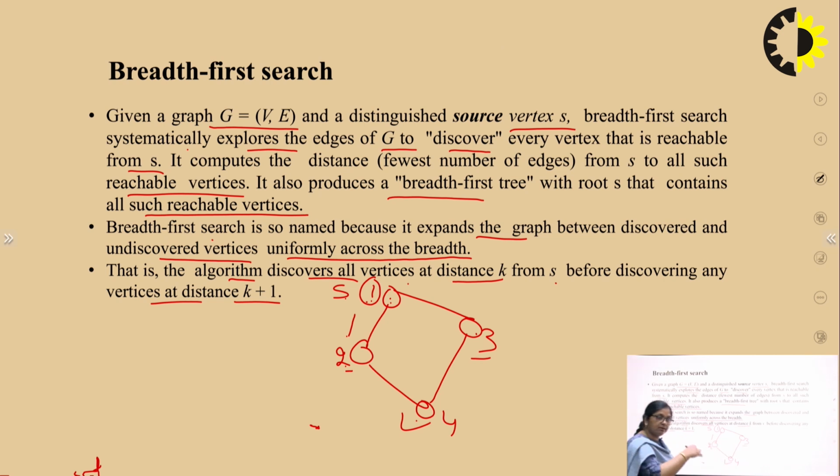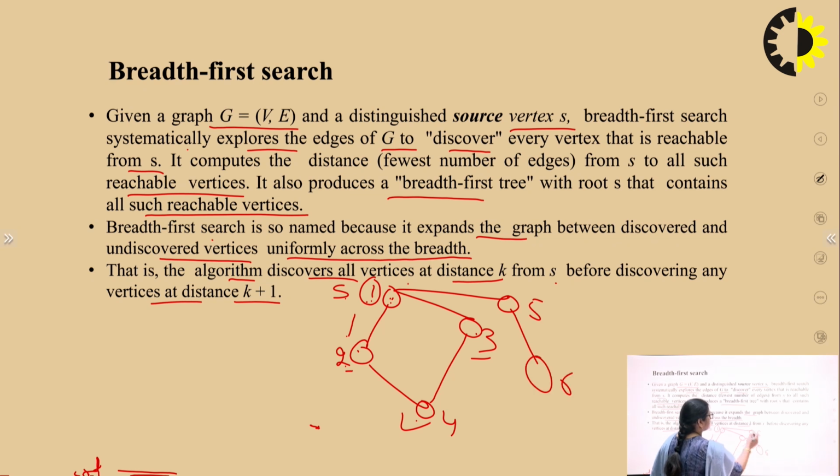Now let us understand it with the reverse concept. This is a node, and its immediate neighbors are 2 and 3. So 2 and 3 will be discovered first. Then what about 4? 4 is a neighbor of these neighbors. So then 4 will be discovered. Okay, if I expand this to contain 5, then 6.